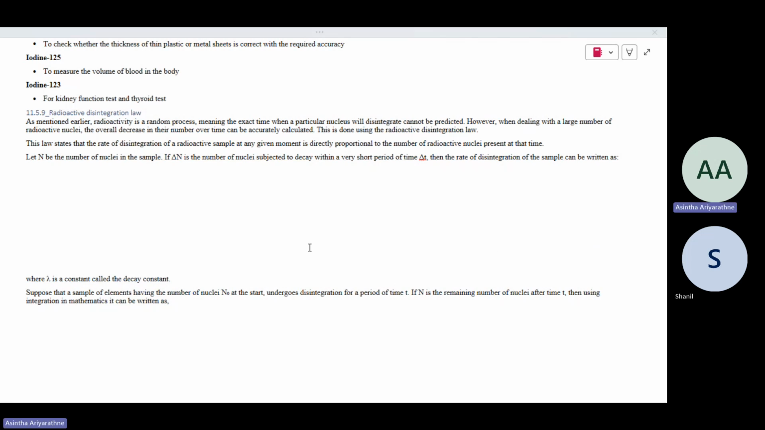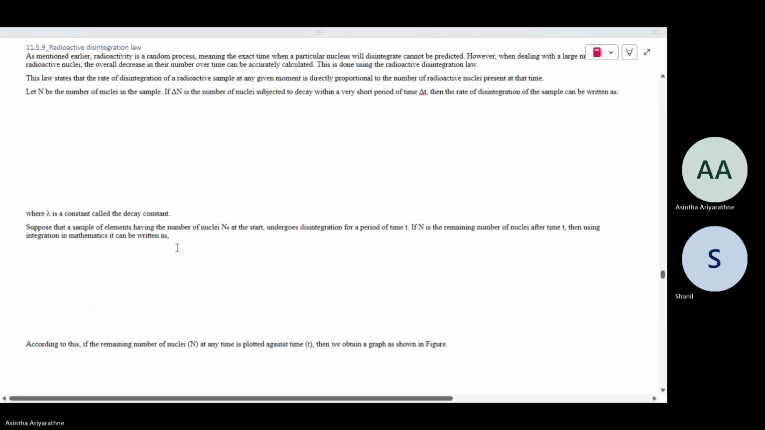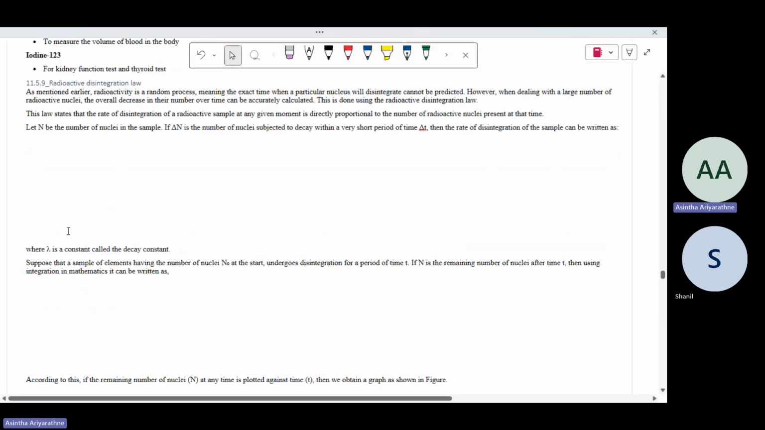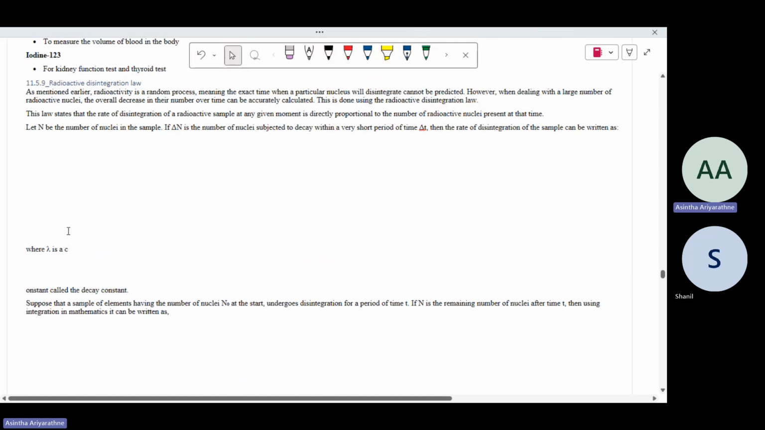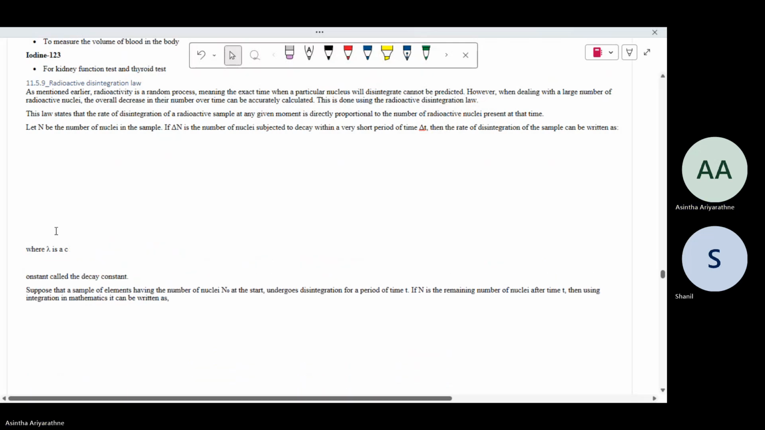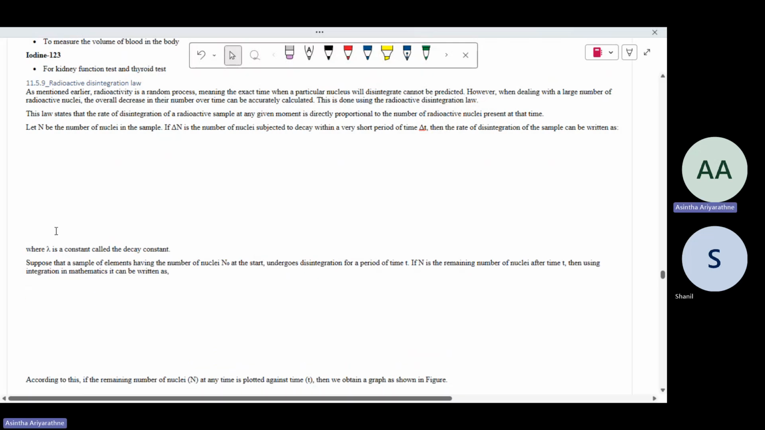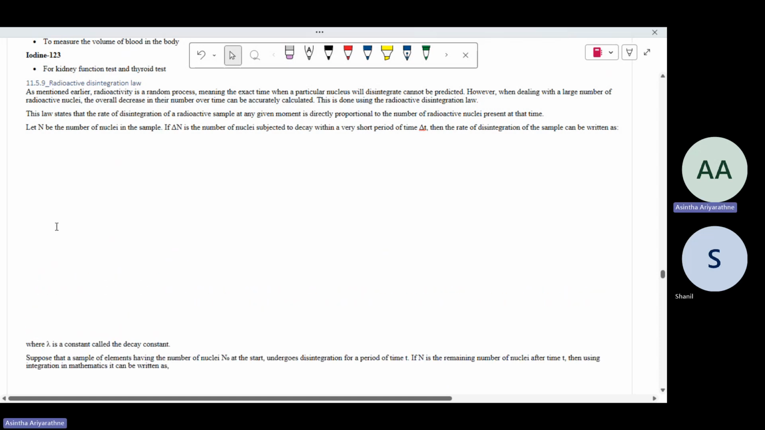Right. So today we will go to the first equation, the law we have, called the radioactive disintegration law. First of all, we have to know about radioactive disintegration. What is disintegration? Disintegration is basically the transformation of an unstable nucleus into a more stable one.